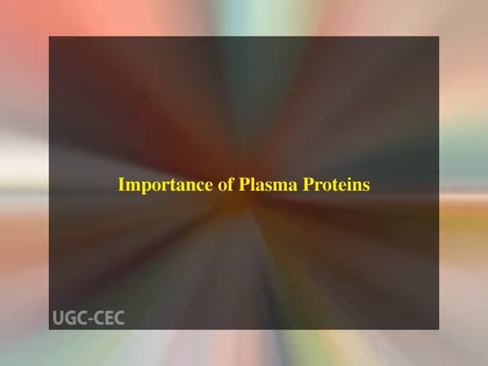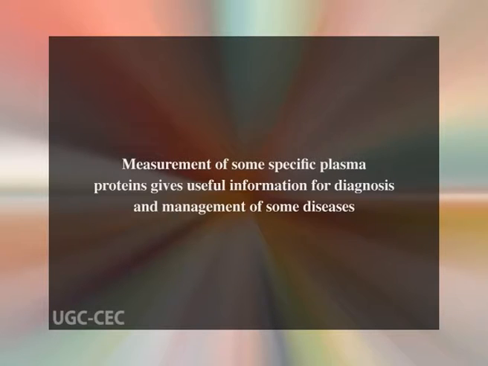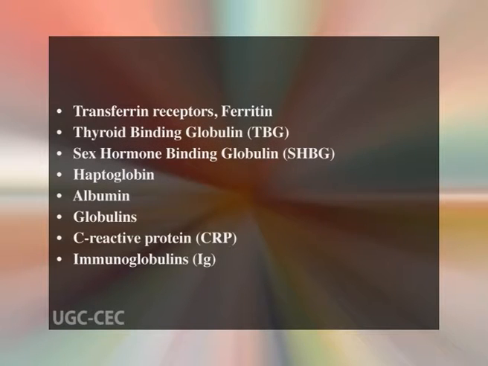Now the importance of plasma proteins. Measurement of some specific plasma proteins gives useful information for diagnosis and management of some diseases. For example, transferrin receptors, that is ferritin, thyroid binding globulin, sex hormone binding globulin, haptoglobin, albumin, globulins, C-reactive protein, immunoglobulins, and so on. Characteristic changes in the amount of certain plasma proteins are seen after surgery or trauma or during infection or tumor growth. Proteins involved are called acute phase proteins.